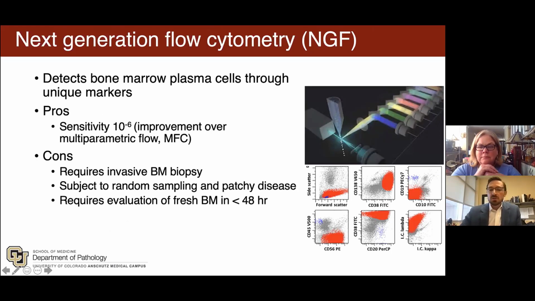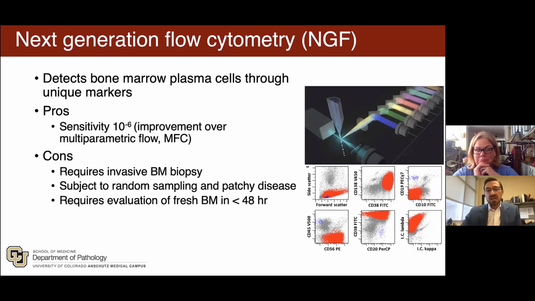There's some major pros to this method, which is that you can now get a sensitivity to 1 in a million. So if you're able to get a bone marrow biopsy that contains a single plasma cell out of a million, you'll largely be able to detect minimal residual disease. However, there's problems with this, right? The patient still has to undergo another bone marrow biopsy, which is really not fun, every 1 to 3, 6 months, depending on where you are in your disease.